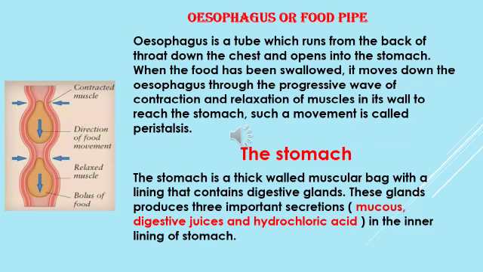The stomach. The stomach is a thick-walled muscular bag with a lining that contains digestive glands. These glands produce three important secretions: mucus, digestive juices, and hydrochloric acid in the inner lining of the stomach. Mucus protects the walls of the stomach from attack by acidic stomach juices. Digestive juices help in digestion of proteins. Hydrochloric acid kills many bacteria that enter along with the food and provides the acidic conditions needed for the action of digestive juices.